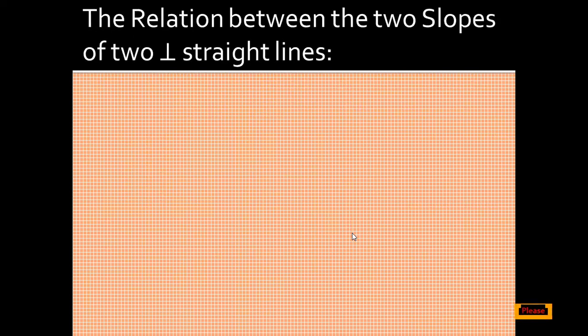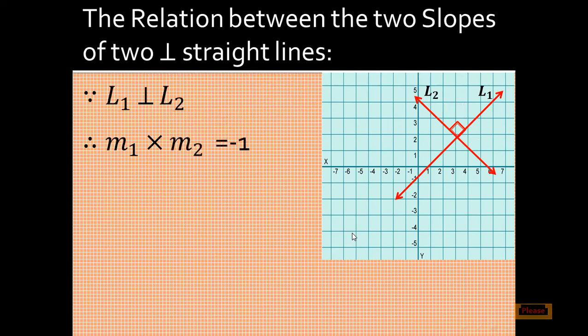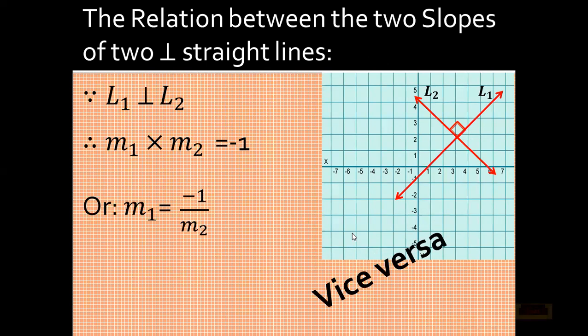The relation between two slopes of two perpendicular straight lines. If we have two lines, L1 and L2, and the angle between them equals 90, then m1 times m2 equals negative 1, or m1 equals negative 1 divided by m2, or m2 equals negative 1 divided by m1, and vice versa. If the product of the two slopes equals negative 1, the two straight lines are perpendicular. If the two straight lines are perpendicular, the product of their slopes equals negative 1.